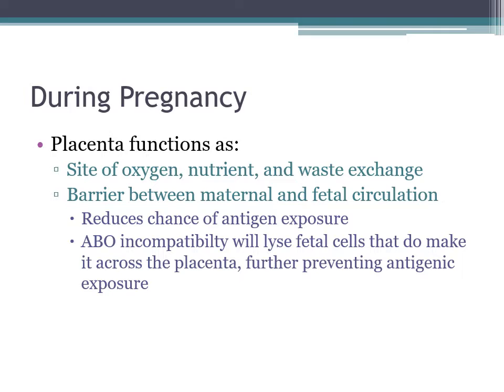So during pregnancy, a little bit of anatomy and physiology, the placenta is going to function as the site of oxygen, nutrient, and waste exchange. It serves as a barrier between the maternal and the fetal circulation. This is going to reduce the chance of antigen exposure. ABO incompatibility will lyse fetal cells that do not make it across the placenta, further preventing antigenic exposure. Kind of some built-in protection.